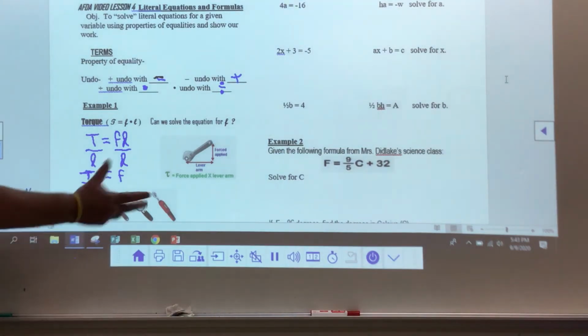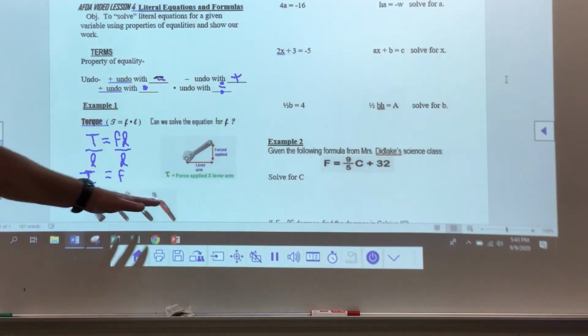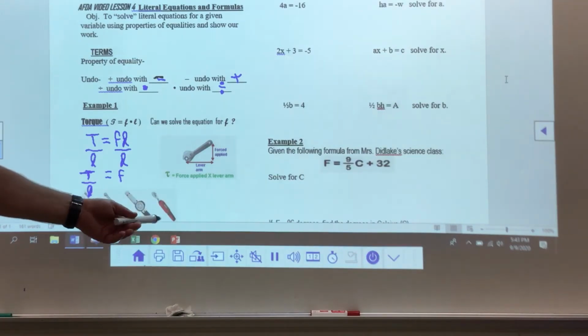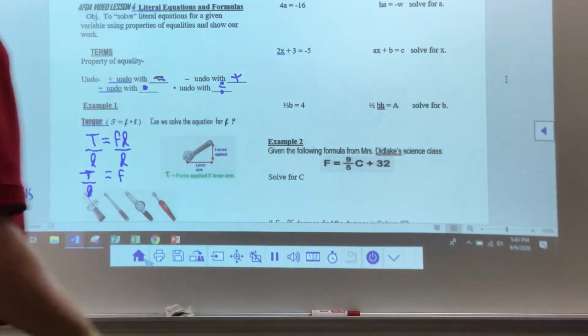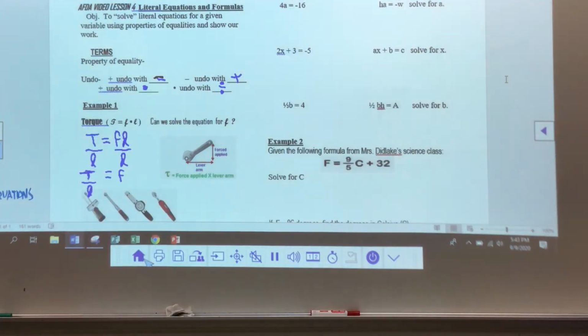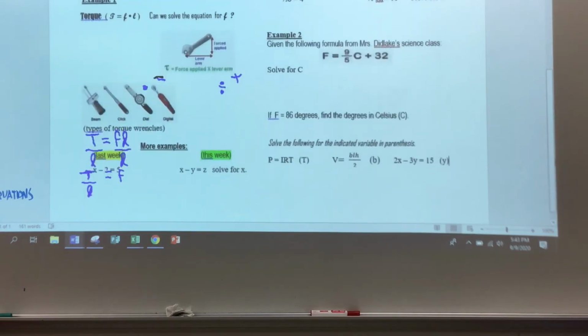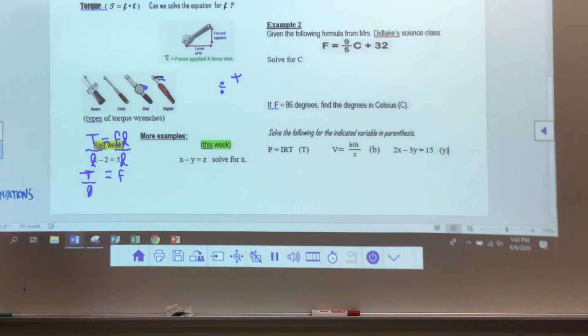This is something that actually exists out there. There are things called torque wrenches, and there are pictures of a couple of those right there. They have different styles where you hand read it. They have LED readers, they have meters, they have all kinds of stuff for those torque wrenches. So they might use that to tighten up the bolts on your tire. Let's check out some more examples here real quick.